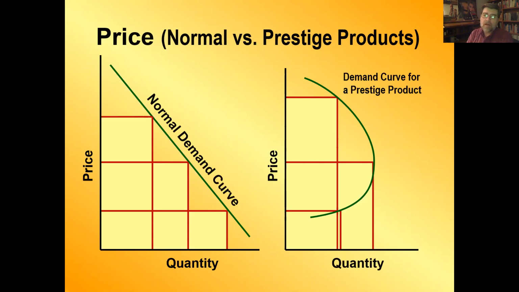So most demand curves are the kind you see on the left side of the screen, the normal negative slope demand curve. However, sometimes for certain prestige or luxury products, you will see a different type of demand curve.